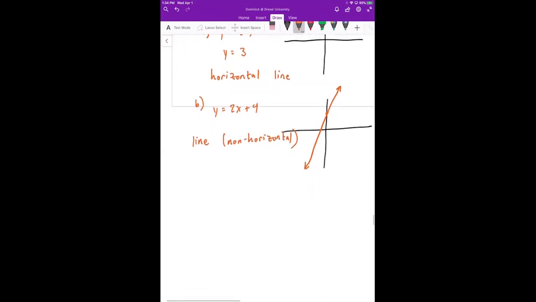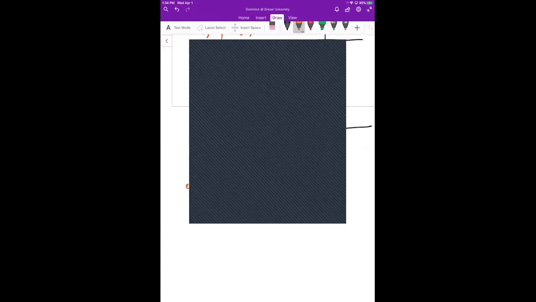Okay, part C is an example of our quadratic, right? So degree 2 means that we have something like y equals x squared plus 4 or something like that, right? And of course we can graph that. We know that this is going to be in a U shape, so it'll look something like that, okay?